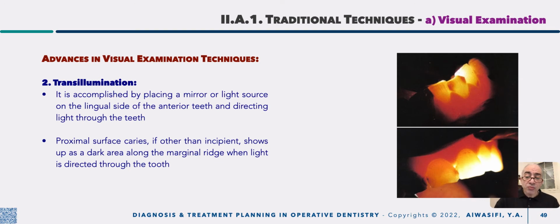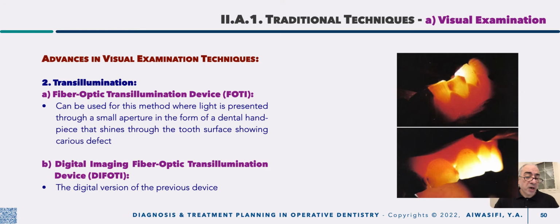Then you could perform trans-illumination by two types. Either the simplest one, the fiber optic trans-illumination device, called FOTI as an abbreviation, or the digital version of it, called the digital imaging fiber optic trans-illumination device, or DI-FOTI. From the terminology digital imaging, you could expect that the image is digitally transmitted to another monitor and could be manipulated by your software in one way or another to add certain benefits.